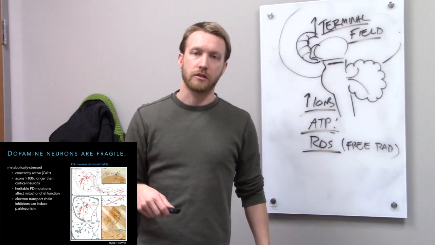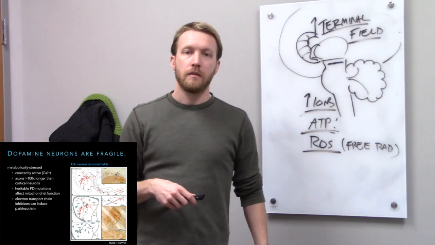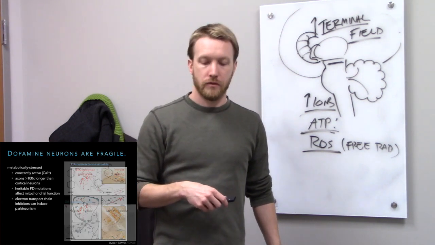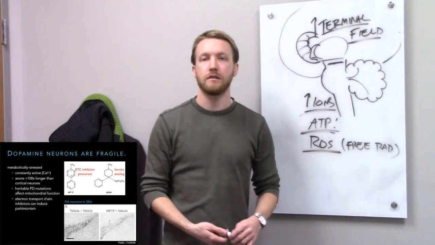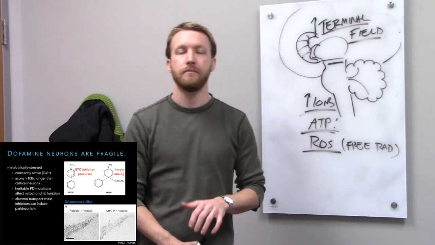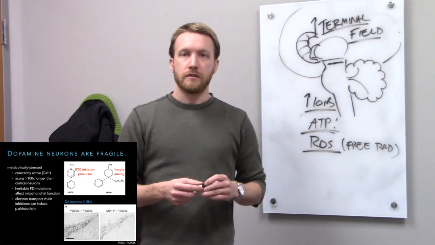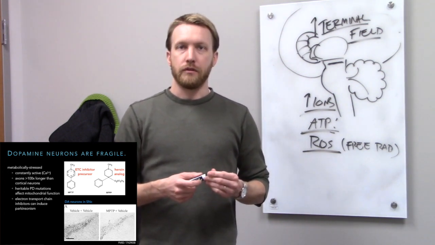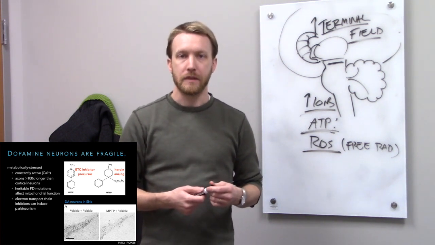We also think that metabolic stress plays a role in Parkinson's disease because of the MPTP story. So this is in the notes. You can give it a read. But back in the 80s in Northern California, there was a heroin analog called MPTP that people were making.